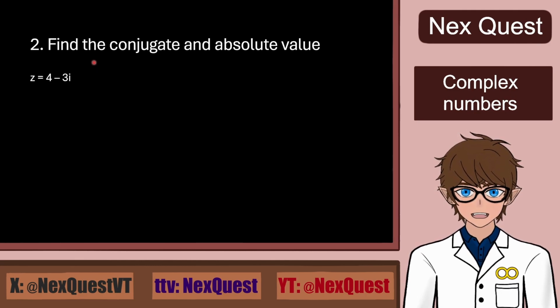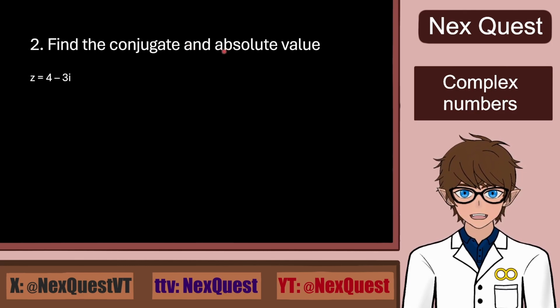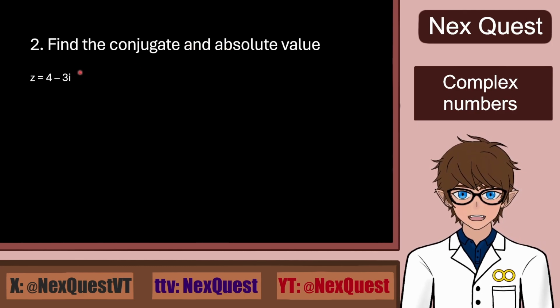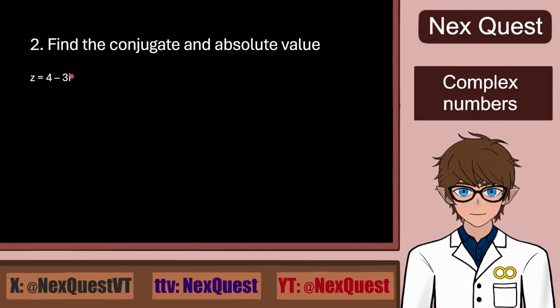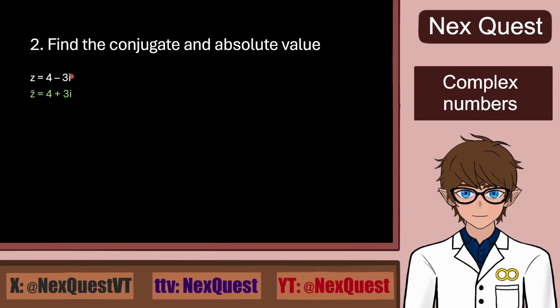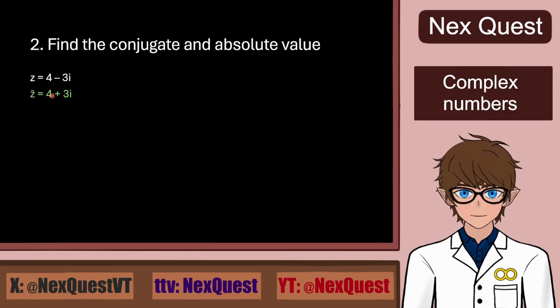For the next task, we had to find the conjugate and the absolute values, so this is a short and easy one. We just need to find the conjugate, so change the sign in front of the imaginary unit, or the term or the part, and then calculate the distance between the point and the origin. So this is the conjugate, very easy.